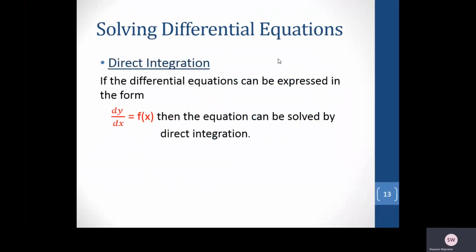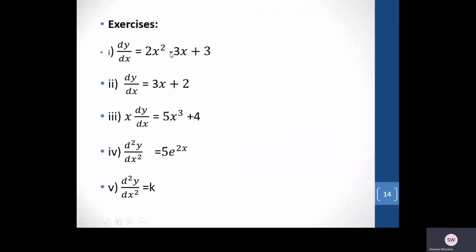This direct integration method can be used if the differential equation is in this form, if we can express it in the form dy by dx equals f(x). That means dy by dx equals, on the right hand side, only terms involving x. So this is an exercise given in this form where you can use direct integration to find the solution. For all these differential equations, we have functions involving x only.